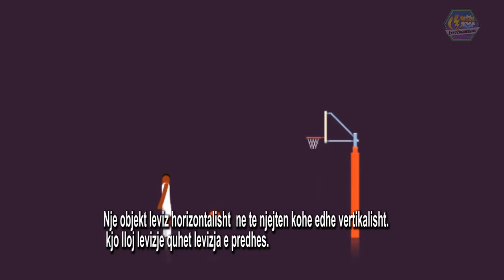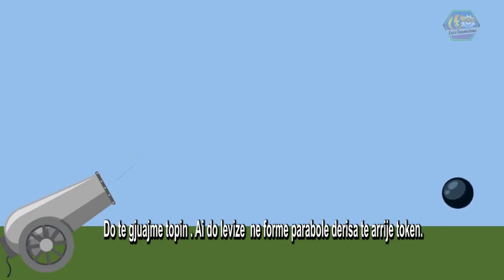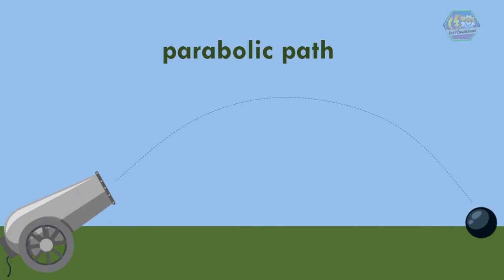This kind of motion is called projectile motion. Suppose you are firing a cannon at some angle. The cannonball will follow a parabolic path during its flight before it reaches the ground. We will try to understand the movement of the cannonball.